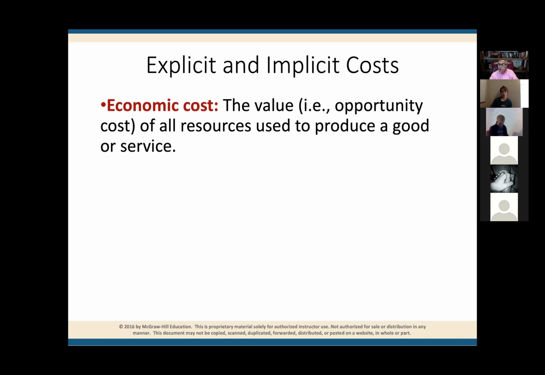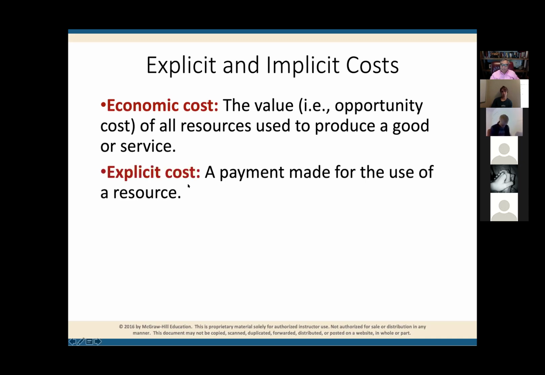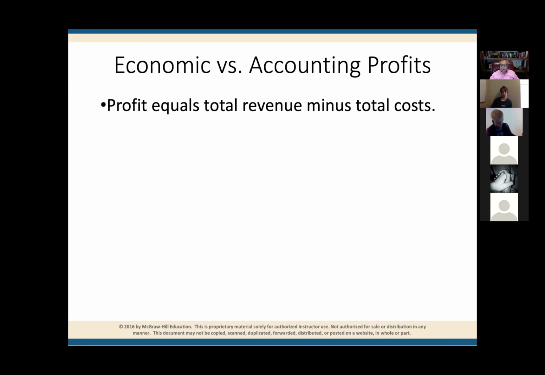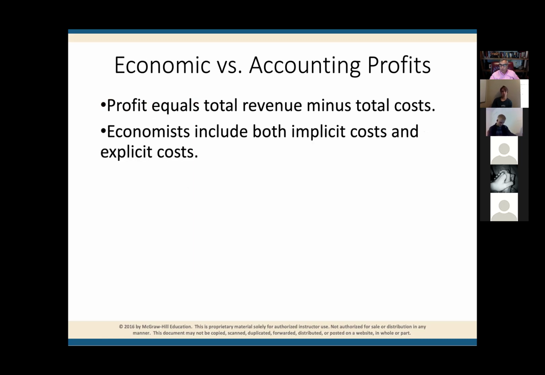So again, in economics, we look at all the costs. We look at the explicit payments made to outsiders and the implicit, the value of a resource that you use for which no payment has to be made. So then the profit is going to be equal to total revenues minus total cost. In economics, this is the way we do it.